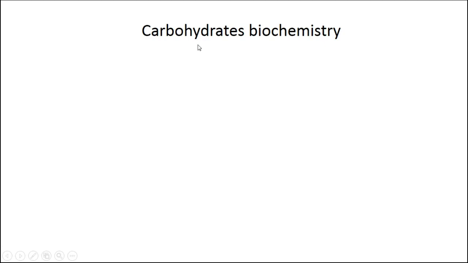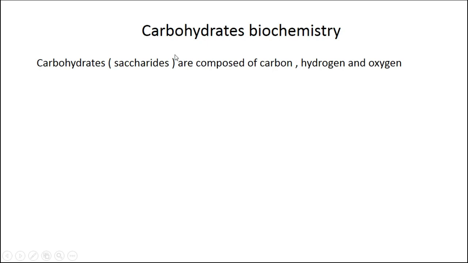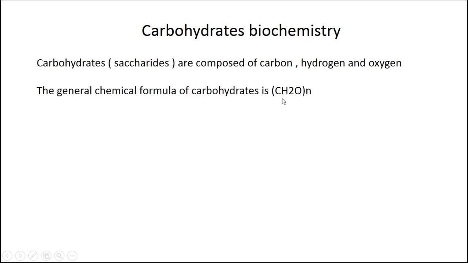In this video, we are going to talk about the biochemistry of carbohydrates. The other name for carbohydrates is saccharides, and they are composed of carbon, hydrogen, and oxygen. And the general formula of carbohydrates is (CH2O)n, and the n can be 3 or 4 or more.